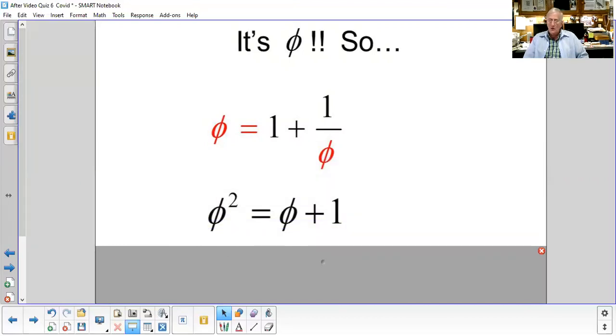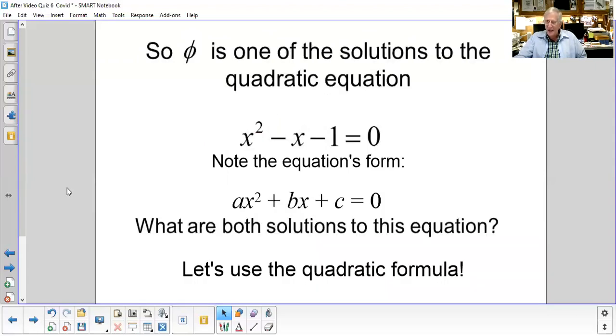It looks a little like a quadratic equation. So I'm going to bring the phi plus 1 over to the other side, okay? And when I do that, I get the same thing as phi squared minus phi minus 1 equals 0, which is the same thing as x squared minus x minus 1 equals 0.